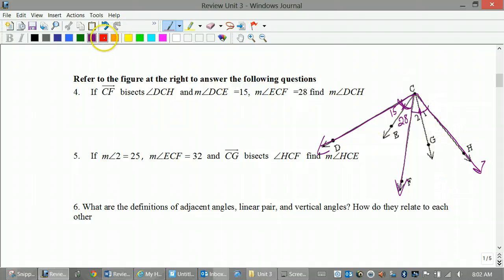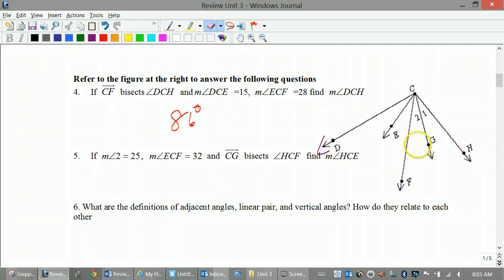DCH? The question is, what's this big angle? Well, if you remember, CF bisects that big angle, so it splits it in half. This angle right here is made up of both the 15 and the 28. 15 plus 28 is 43. So this is 43 and this is 43, which means the whole thing is 86 degrees. All right, let's go to the next one.